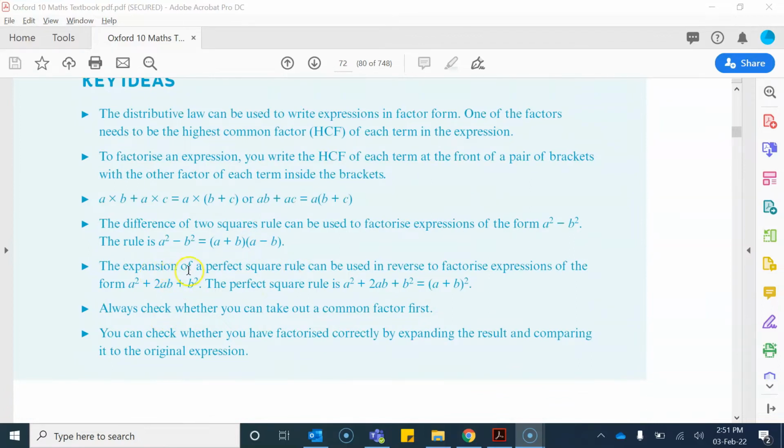The same can be said with the perfect square rule. So again, we can reverse what we were doing before to factorise expressions. So if you see something that's written in this form a squared plus 2ab plus b squared, we can write it in the form a plus b all squared.